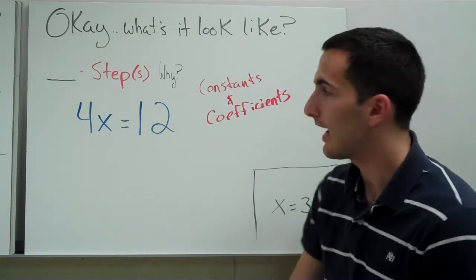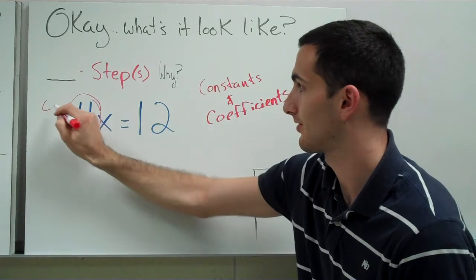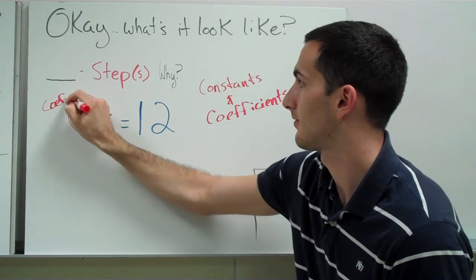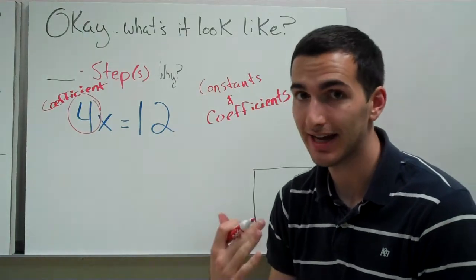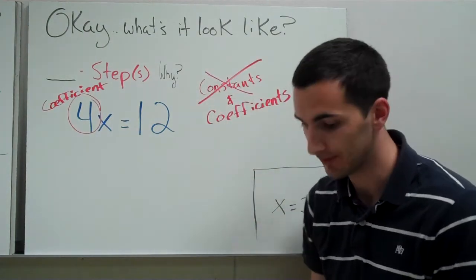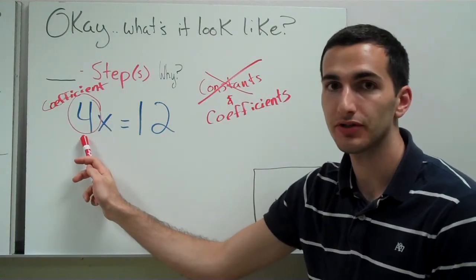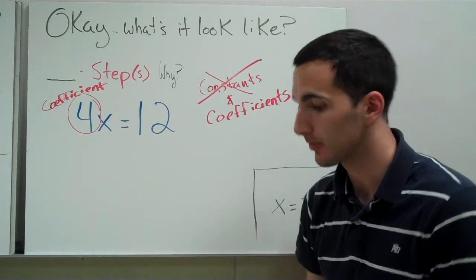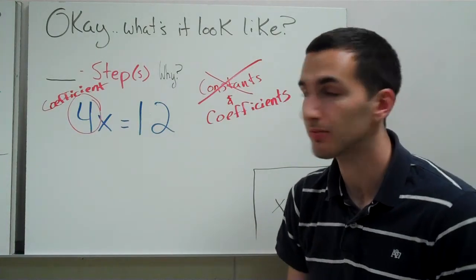In this problem, we have a constant. We have a coefficient. And we do not have a constant, so I'm going to cross that out. We have no constant here. Since we only have one thing, one coefficient, it's only going to take one step to get our variable by itself.